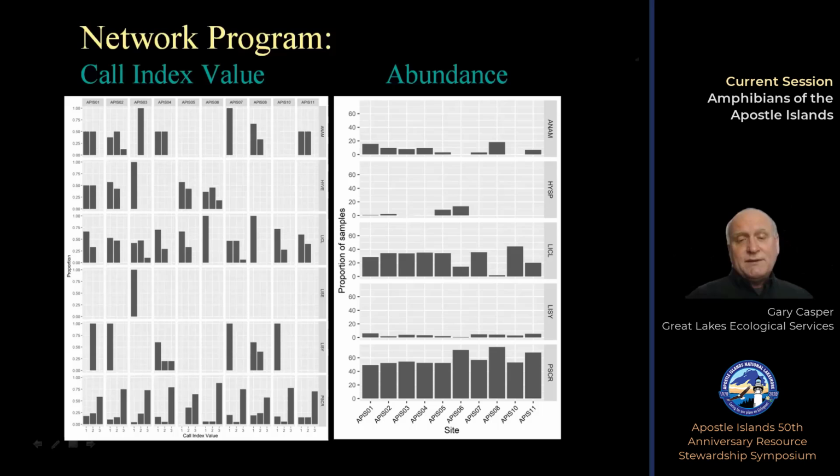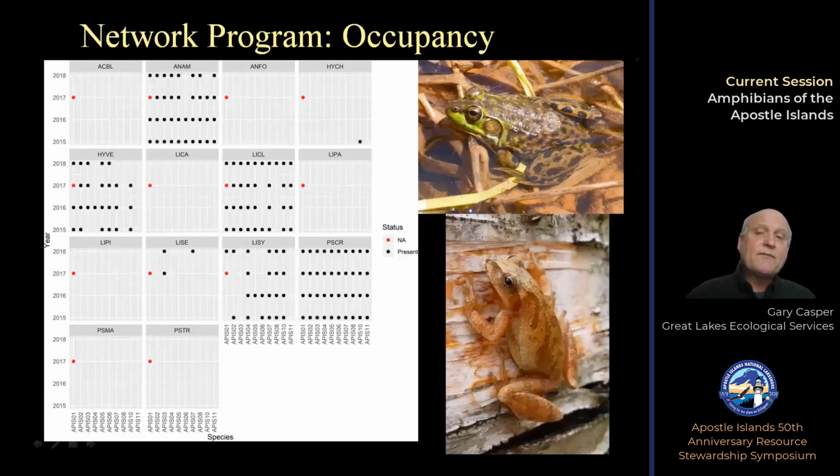We also look at abundance, and this is measured as the proportion of samples that have any detection at all. So as this changes, we will be able to see over time whether the number of detections is changing. And then finally, an occupancy metric. So this is simply graphing year by year which sites were occupied and which were not.